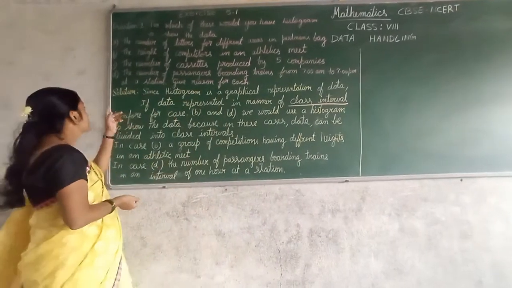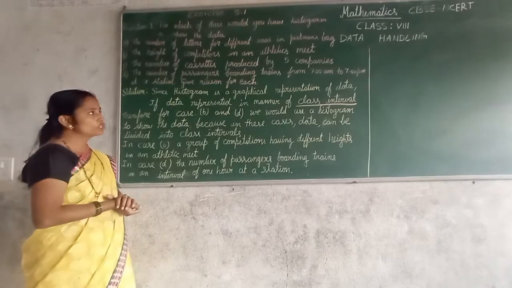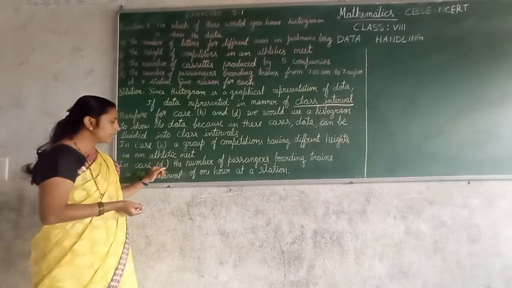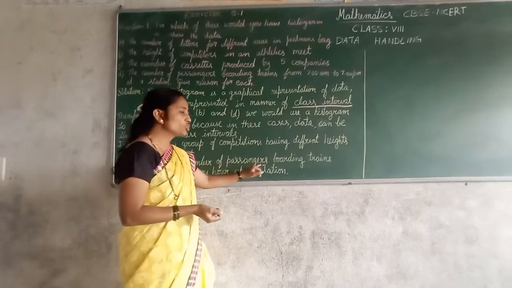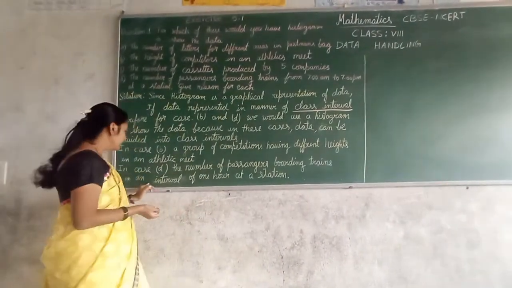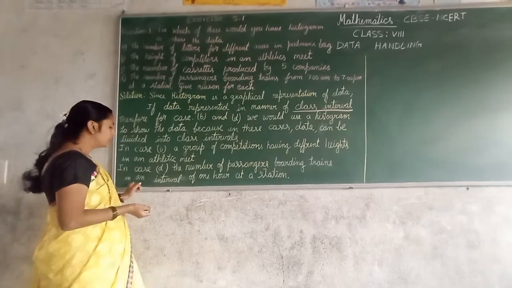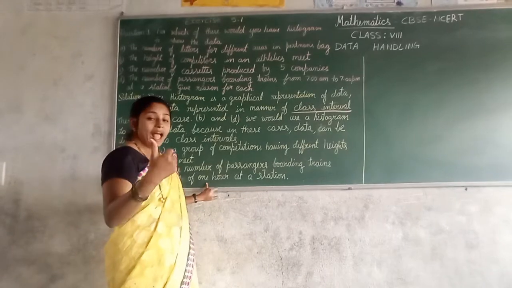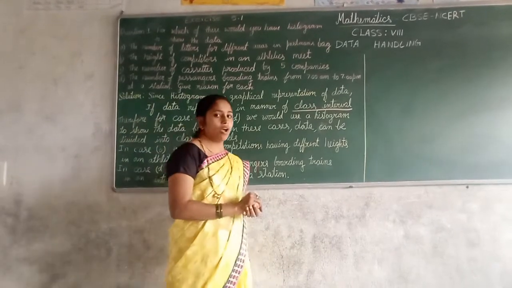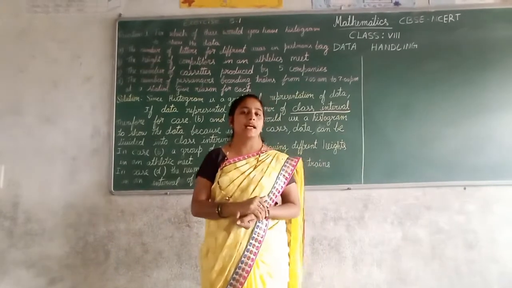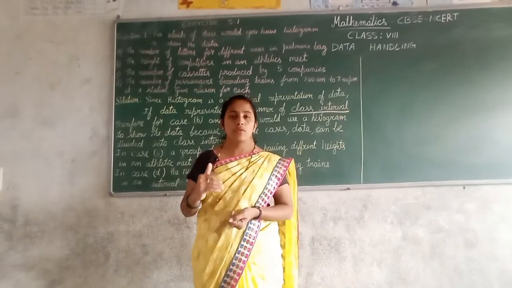But in C, it is not possible, because it is about producing cassettes. But in case D, the number of passengers boarding the train, how many are boarding? You can divide the given data into intervals of 1 hour at a station. At the station, you can make the class intervals by dividing.